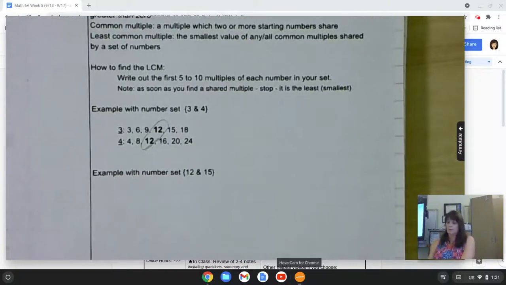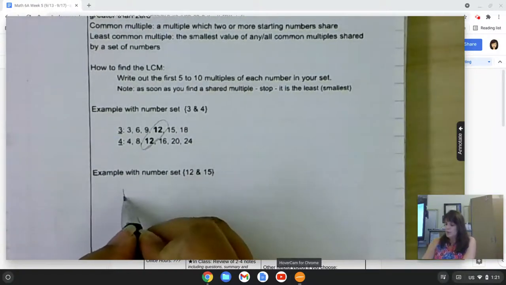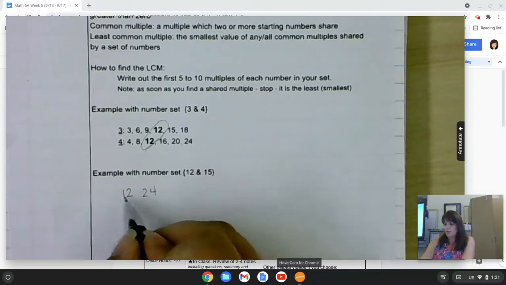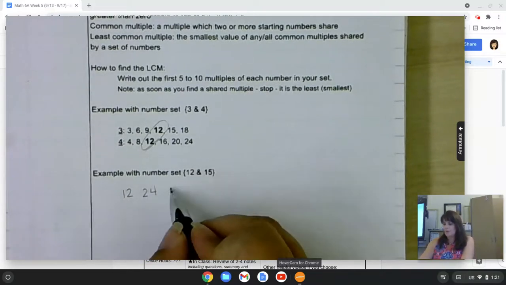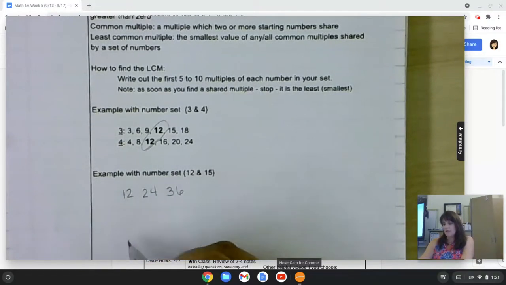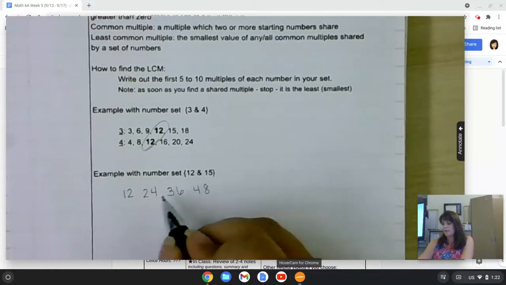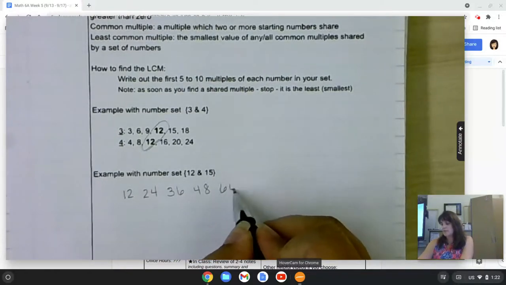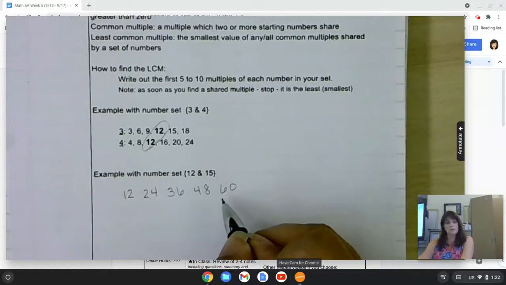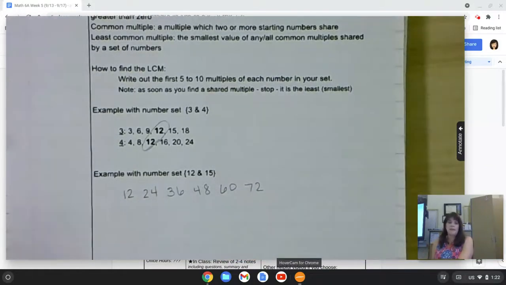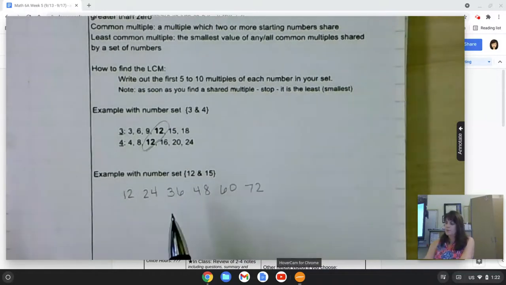So let's try one. What if my numbers were 12? 12 times 2 is 24. 12 times 3 is 36. 12 times 4 is 48. 12 times 5 is 60. 12 times 6 is 72. That's plenty. You don't need more than 4 or 5 numbers.